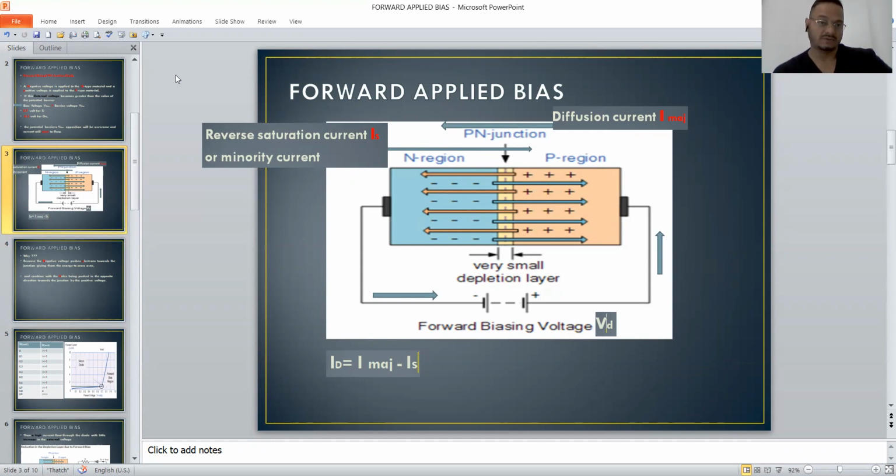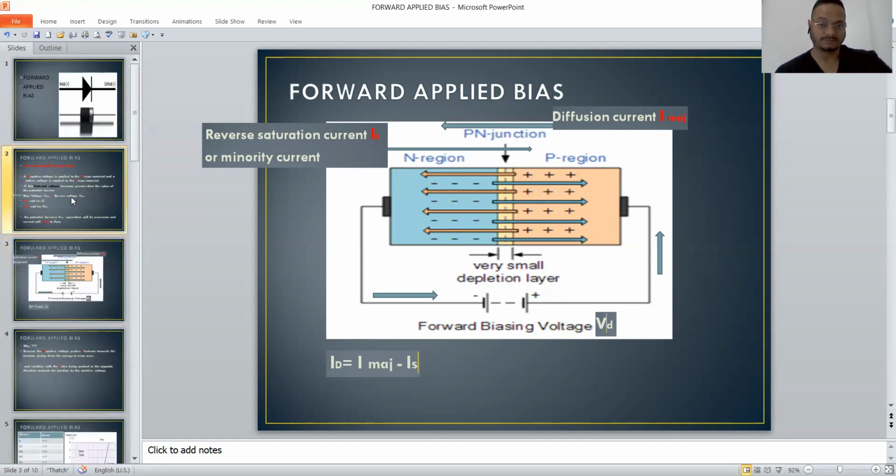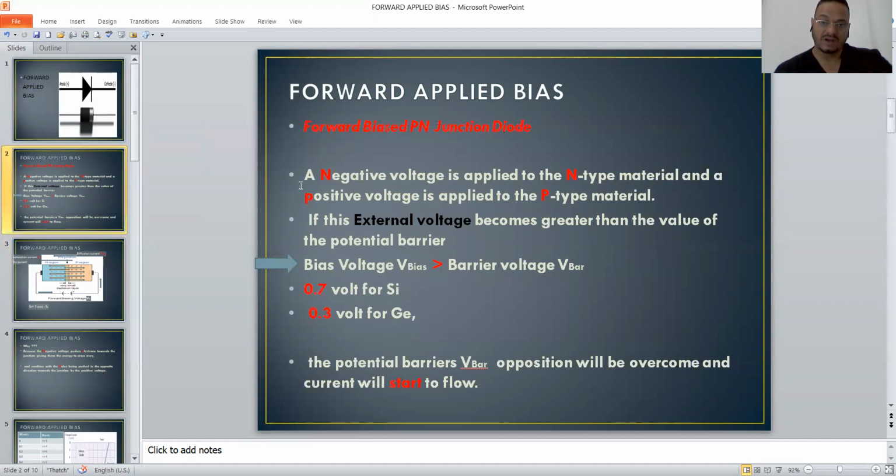Please come back to the second slide. Forward bias p-n junction. A negative voltage, like I said before, is applied to the N-type material, and the positive voltage is applied to the P-type material. We connected these terminals like that to reach forward applied bias. Here we will deal with an important condition.